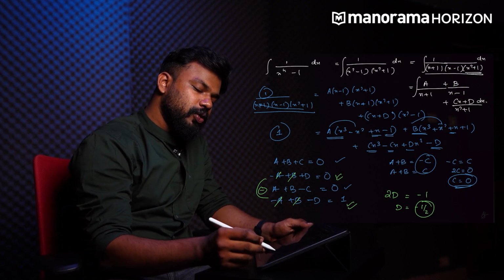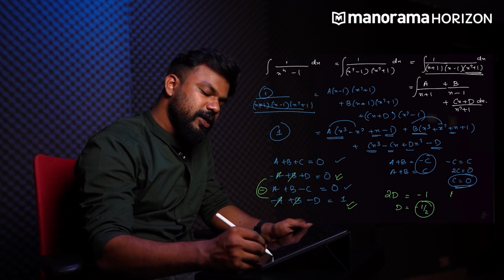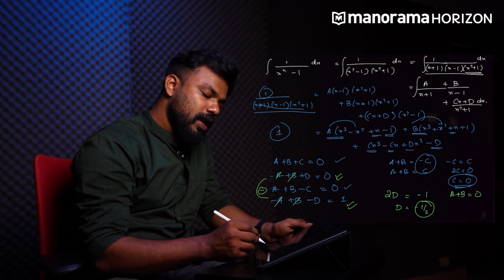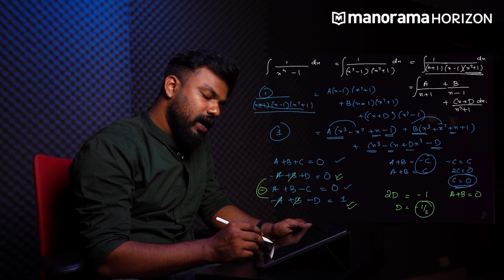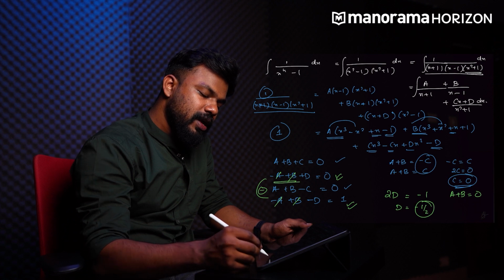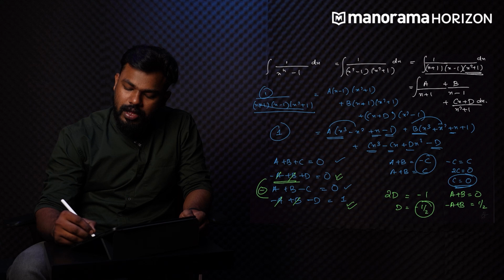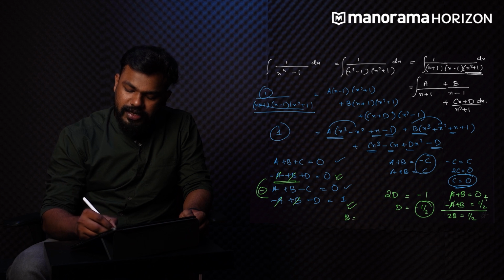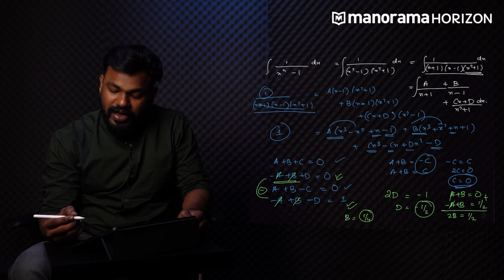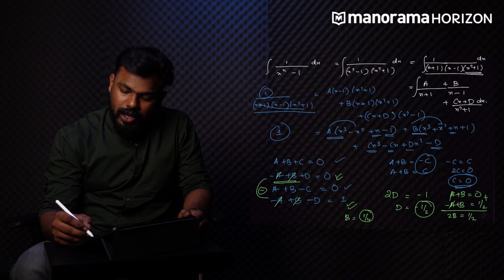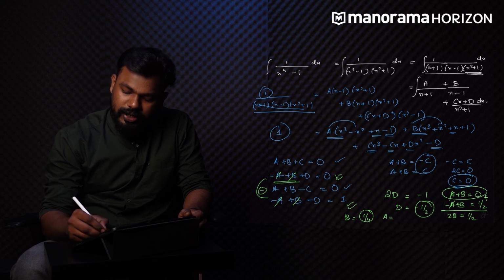Now from putting the c value in the first one, I get a plus b is equal to 0. And putting that d value here, minus a plus b, I'll be getting minus a plus b is equal to minus d, or it is equal to 1 by 2. Now if I just simply add these two, these gets cancelled. 2b is equal to 1 by 2, or from this I get b is equal to 1 by 4. So what is the value of b? I get it as 1 by 4. Putting that b value on a plus b is equal to 0, I get a is equal to how much?